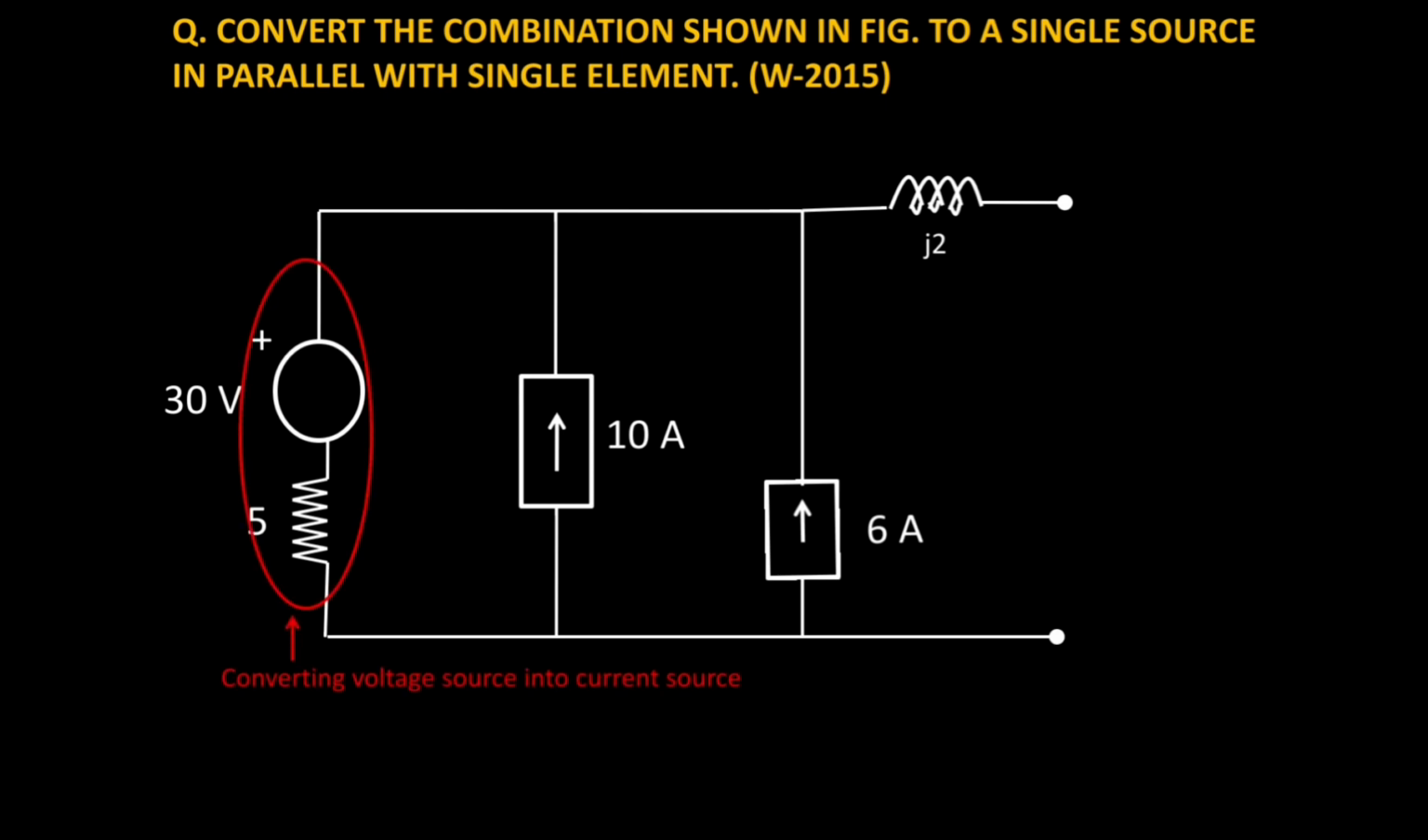So how? According to Ohm's law, I is equal to V by Z. We have V equal to 30 and Z equal to 5, so 30 by 5 is equal to 6 ampere. And the resistor of 5 ohm which is connected in series with this practical voltage source, we will connect in parallel with the practical current source.